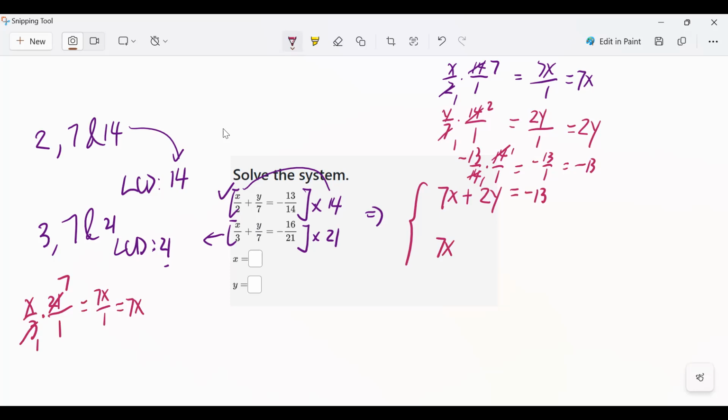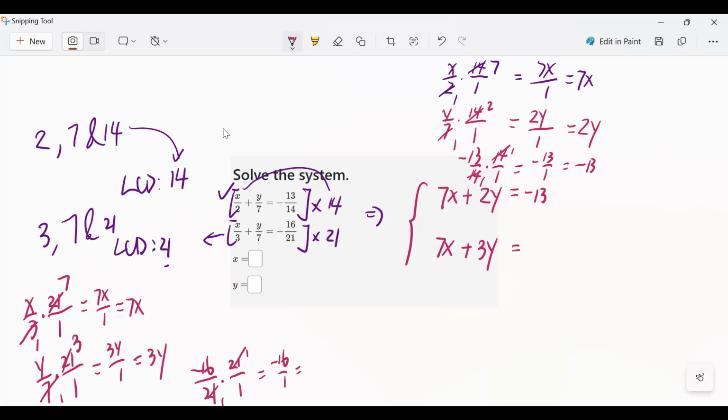And then the second one, y over 7 times 21. 7 goes into 21 3 times. We get 3y over 1, and that will be 3y. And the last one is negative 16 over 21 times 21. The 21s get cancelled. We get negative 16 over 1, which is negative 16.